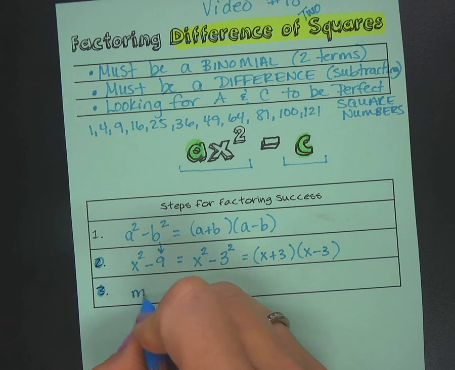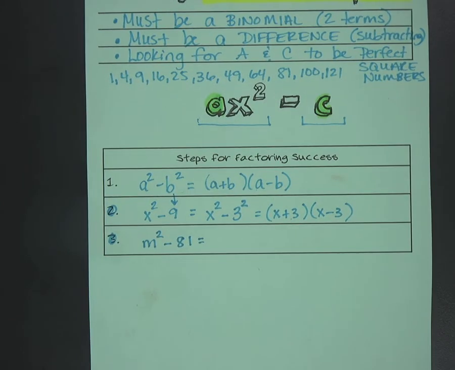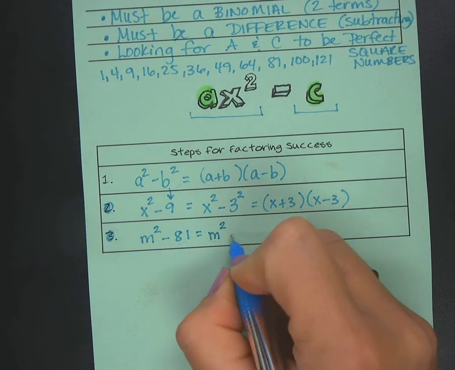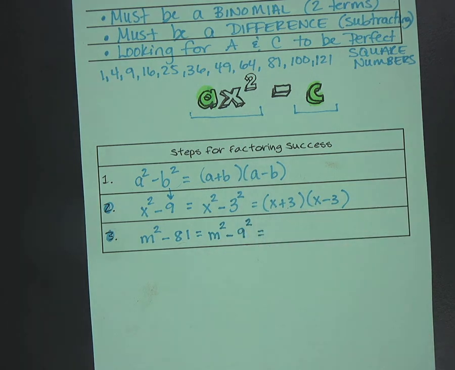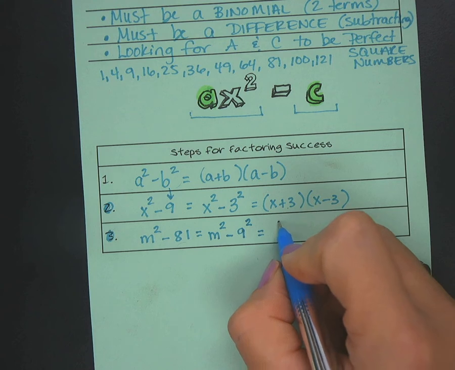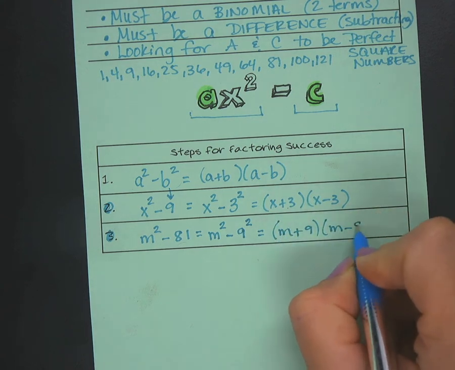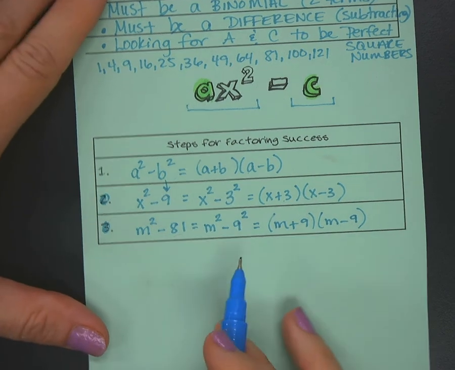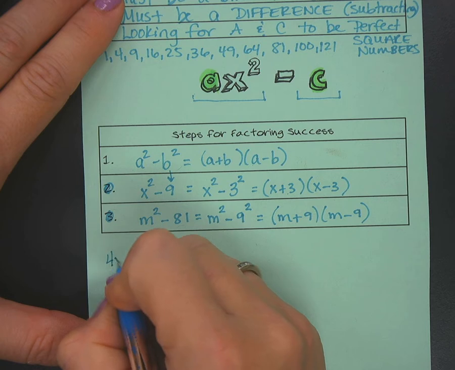Okay, so it could be anything like this. It's a binomial, it's a difference. The first term is something squared, the second term is something squared. 81 is a perfect square number, so that factors into m plus 9 times the quantity of m minus 9. Okay, so that's the most basic form of factoring a difference of two squares. But then it gets a little trickier.